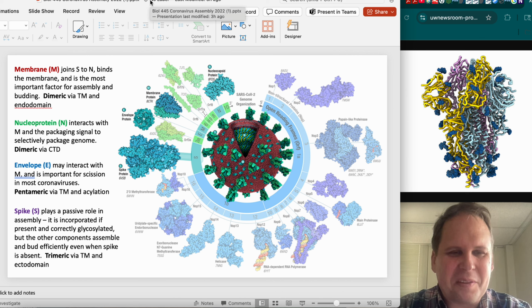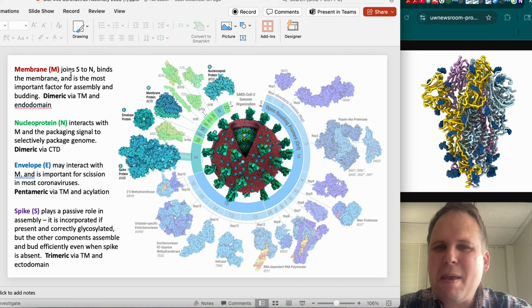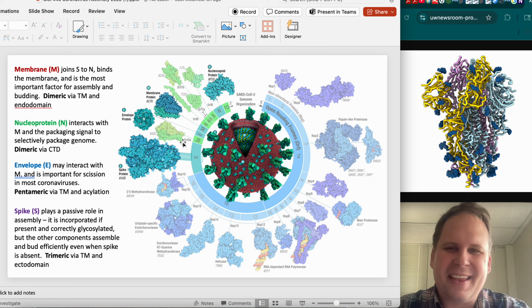Components of our system, shall we? So you've got the membrane protein M, which is this little guy here, shown upside down. Gross, but they do always show it upside down. I don't know why. Somebody made a decision. Good for them.